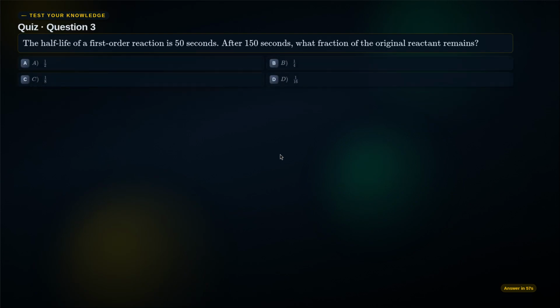Quiz question 3. The half-life of a first-order reaction is 50 seconds. After 150 seconds, what fraction of the original reactant remains? Option A, 1/2. Option B, 1/4. Option C, 1/8. Option D, 1/16.